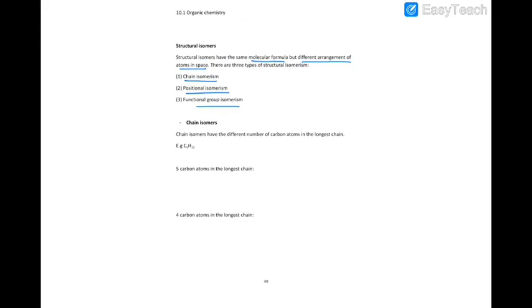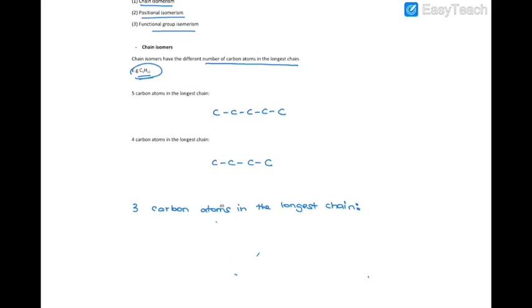Let's start with chain isomers. Chain isomers will of course have the same molecular formula, but they will have different numbers of atoms in the longest chain. For example, let's take C5H12. There are different ways that we can have that same molecule with different numbers of carbons in the longest chain. One isomer could have 5 carbons, another 4 carbons, another just 3 carbons. You cannot have any fewer carbons.